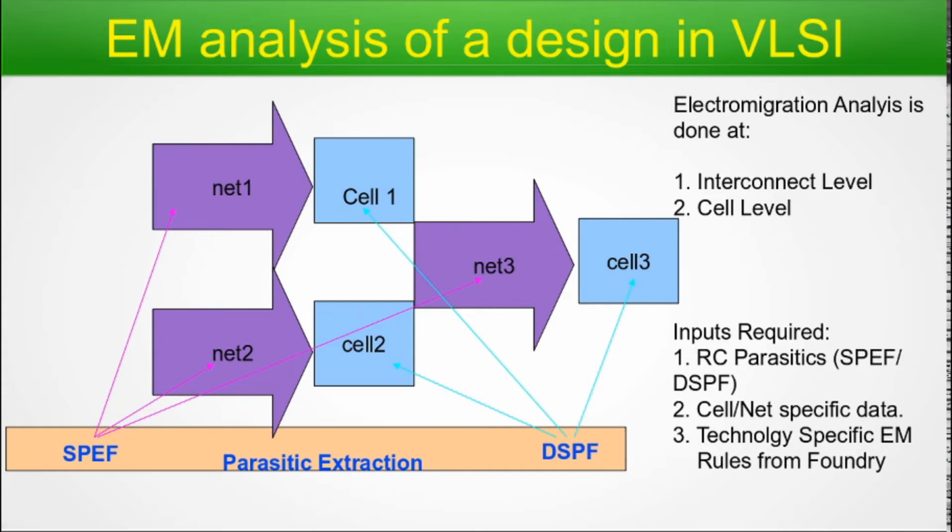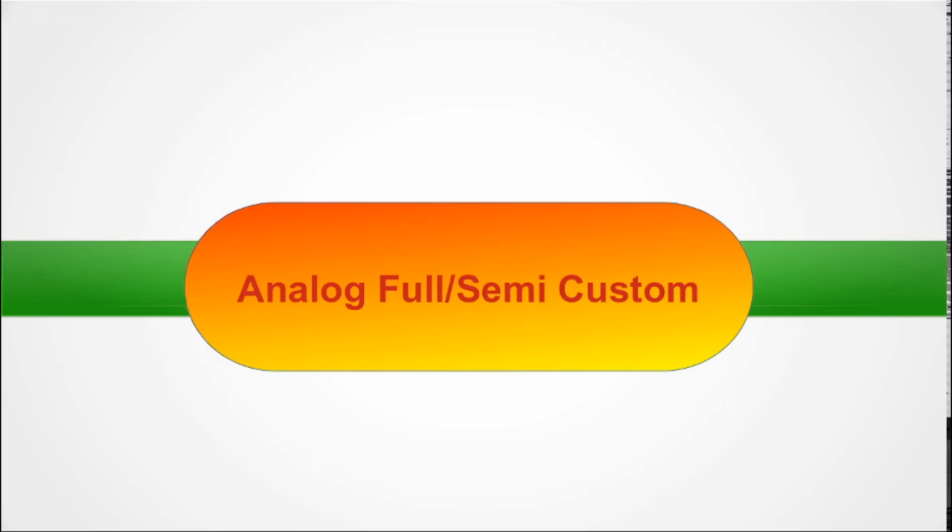But if this threshold is crossed for any net, metal, or via, it will be predicted as a potential EM violation. So now I have given the overall bird's eye view of what is needed and how we analyze nets as well as cells. Now let's jump into the analog, or full or semi-custom designs.